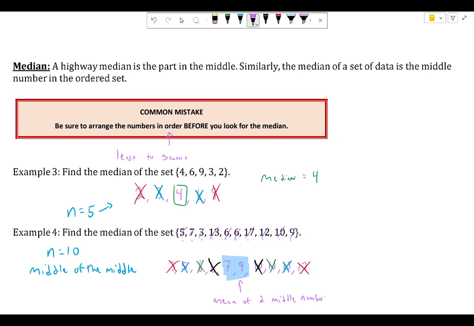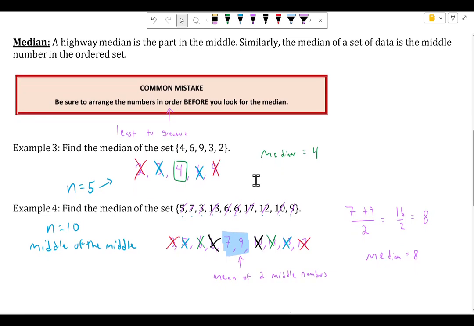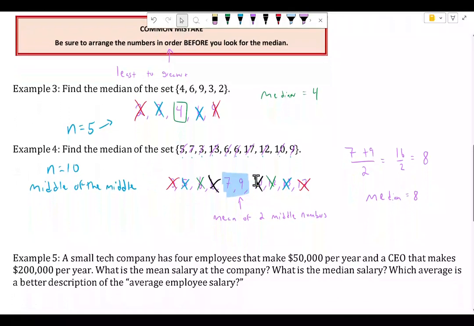So the mean of the 2 middle numbers, we're going to do 7 plus 9 divided by 2, which would be 16 over 2, which would be 8. So the median here is the number 8. It's the number that would be in the middle of the middle numbers.